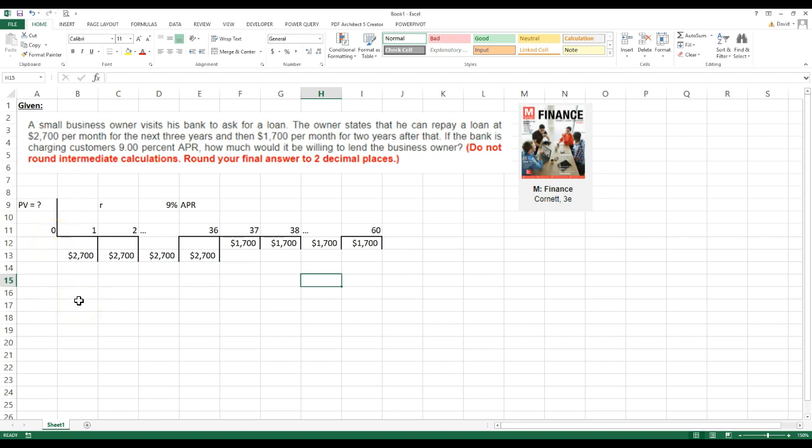Another way you could look at this, you could say, well, why don't I just split this $2,700 into $1,700, and then we'll make another cash flow of $1,000.